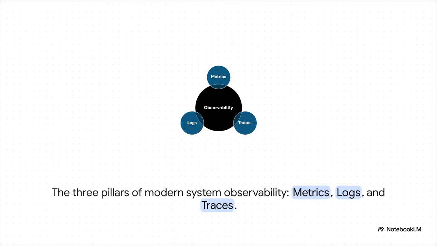So first things first, why do we even need this? Well, it's because modern systems are a tangled web. And to have any chance of figuring out what's going on inside, you need what we call observability. It all stands on these three pillars. You've got metrics, which are your numbers, logs, which are the story of what happened, and traces, which follow a single request on its journey through your whole system.